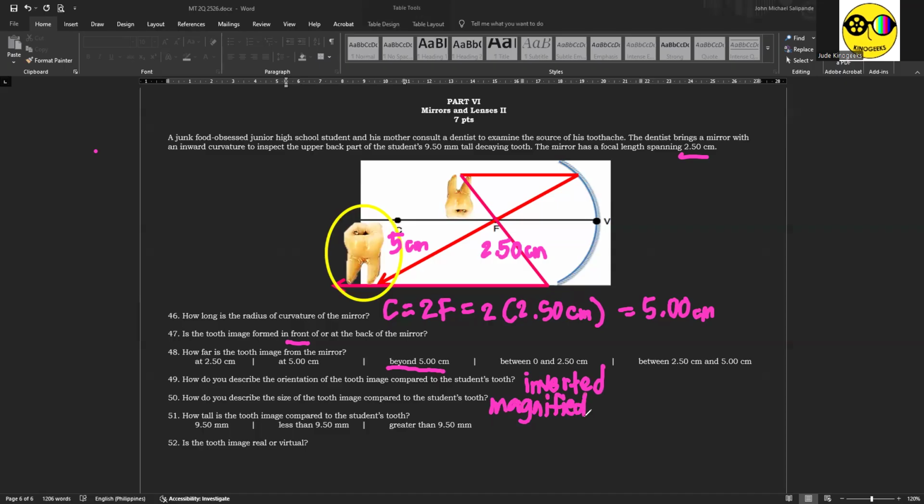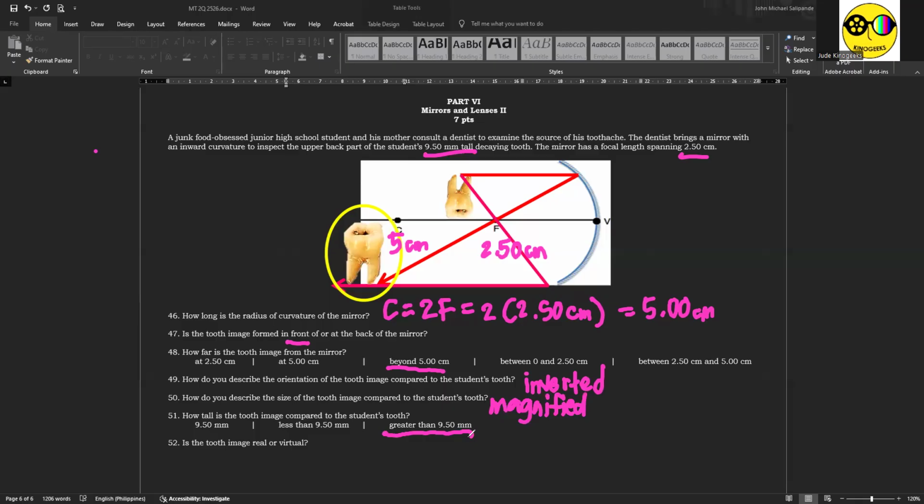Okay? 51. How tall is the tooth image compared to the student's tooth? Let's first gather the height of the object, and that's 9.50 millimeters. We expect that the image is magnified, so taller than the height of the object. If it's taller, then the answer is greater than 9.50 millimeters.